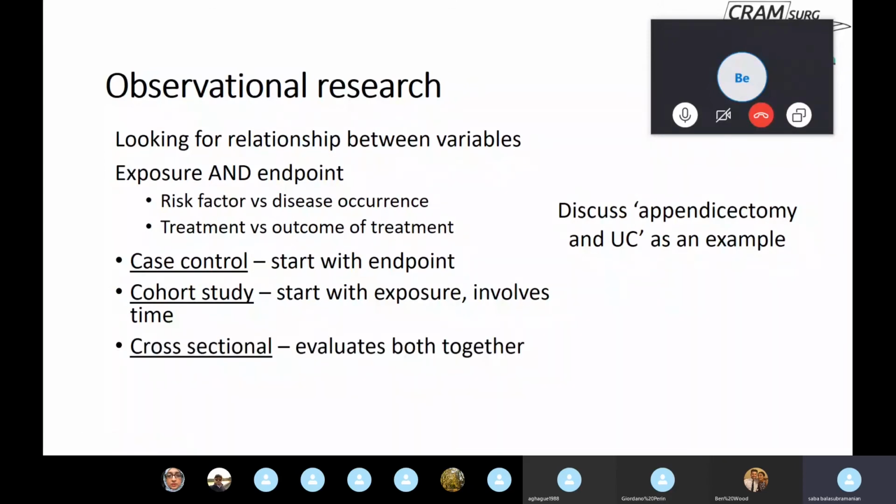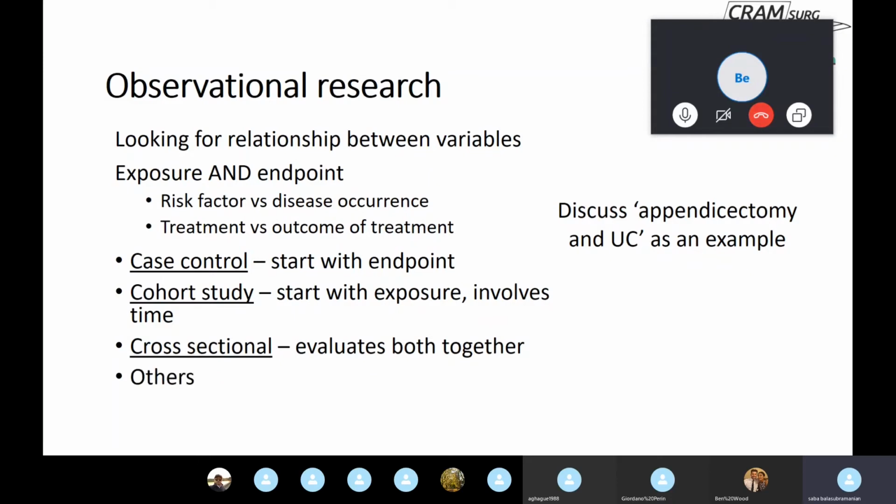A third type is what we call cross-sectional study, where you evaluate both the endpoint and the exposure at the same time, at a particular point in time. So prevalence studies are typically cross-sectional studies. Okay, and again, this is not something you come across very often in surgical research.